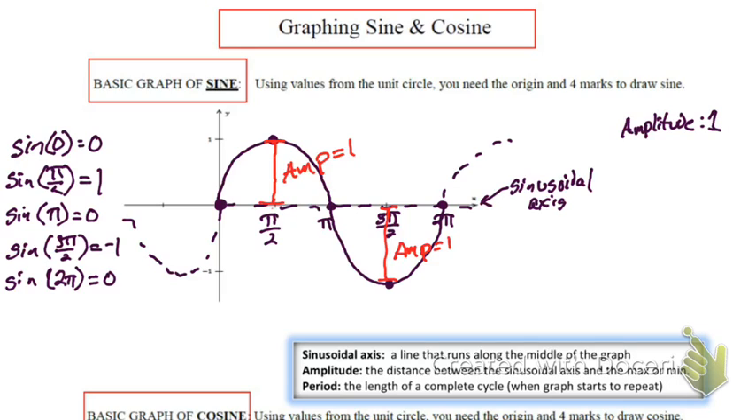One thing about this is important. Your amplitude is always positive. It's a distance. Always positive. Cool.